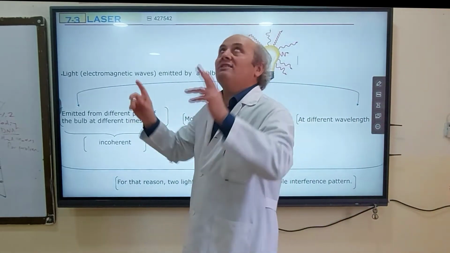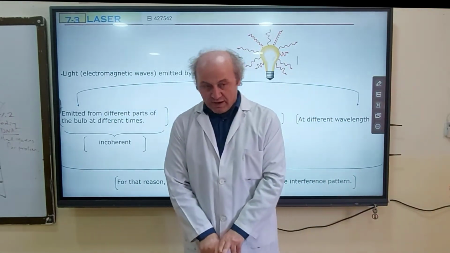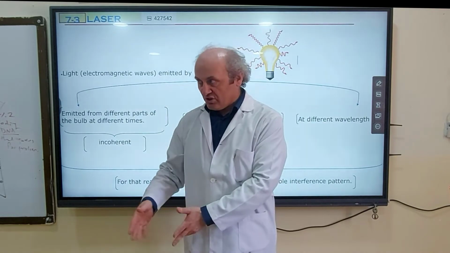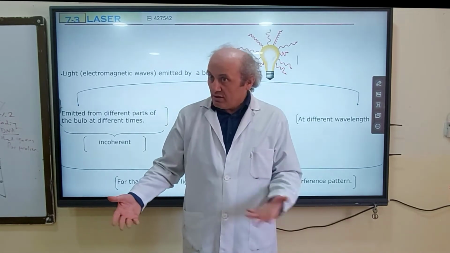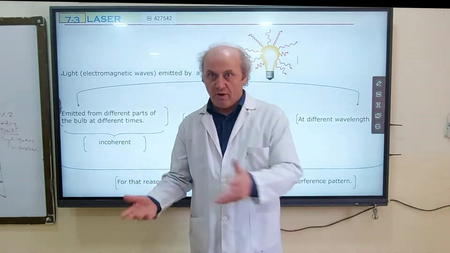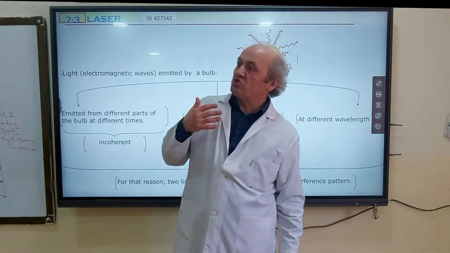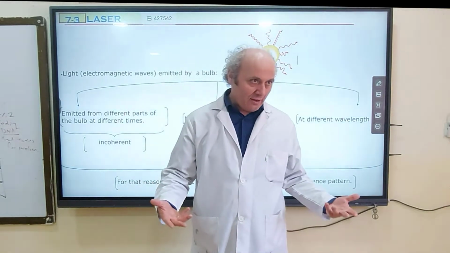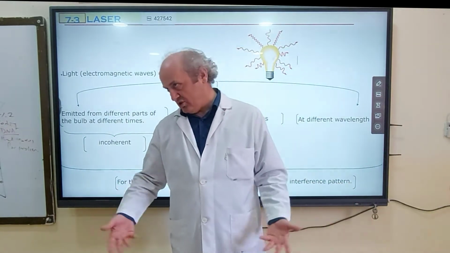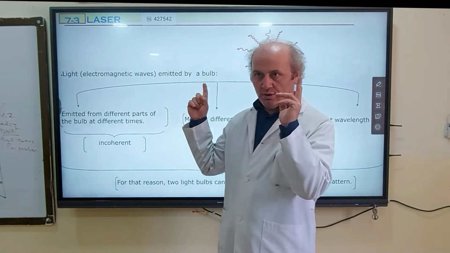For that reason, we said that these two bulbs can never form an interference pattern on this ground. Interference occurs, but the conditions are changing continuously. One point is destructively interfering, the next one is constructively, but it changes quickly, so we cannot observe this interference pattern by using two light bulbs.